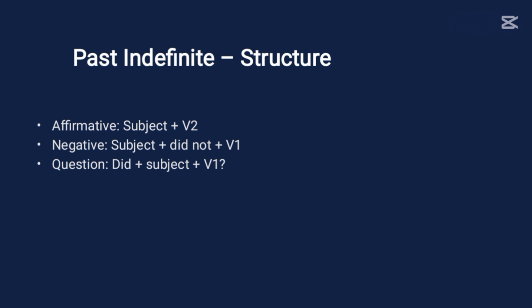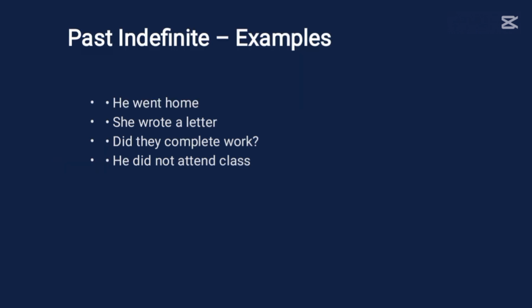Some examples of past indefinite are: the first one is he went home, the second one is she wrote a letter, the third one is did they complete work, the fourth one is he did not attend class.